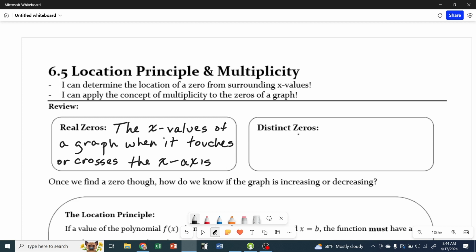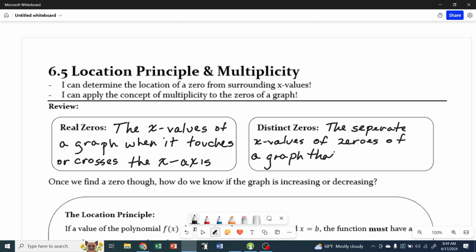Distinct zeros are the separate x values of zeros of a graph that are different. They're not the same values.